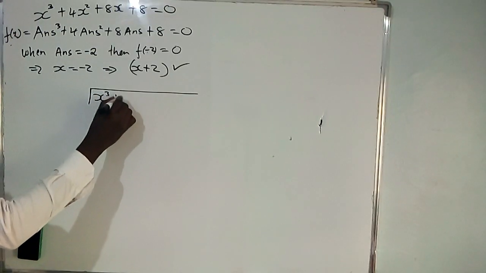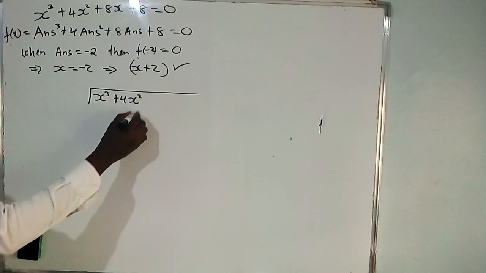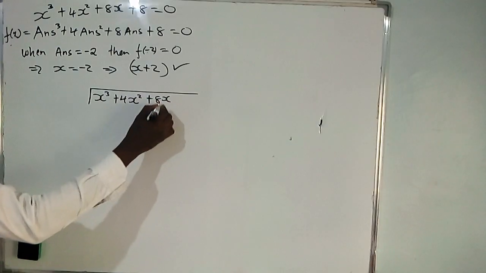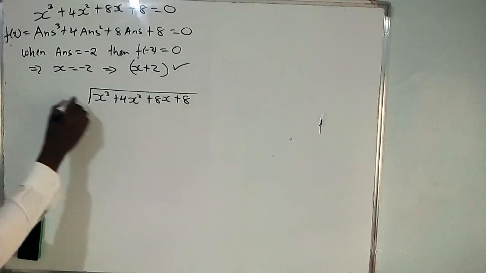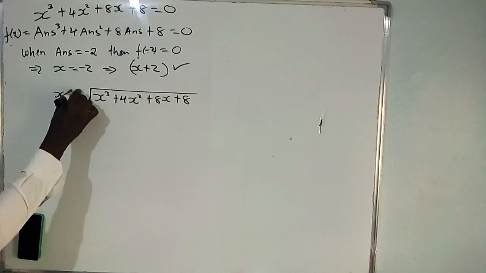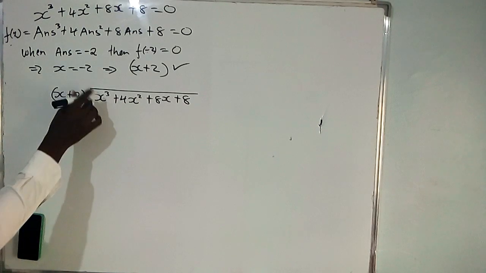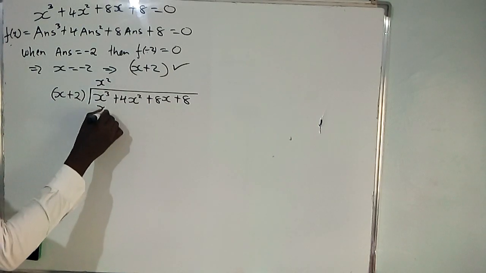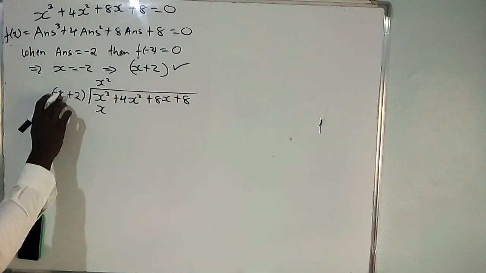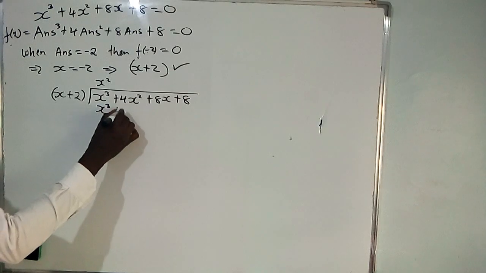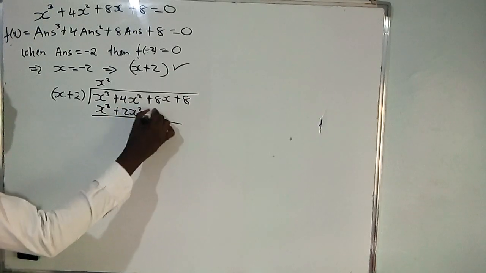So polynomial division, we now have x cubed plus 4x squared plus 8x plus 8. You divide by x plus 2. We want to see other rules. So here we multiply by x squared, so we'll get x cubed plus 2x squared, isn't it? If you subtract 4x squared minus 2x squared, you get 2x squared, then plus 8x plus 8.